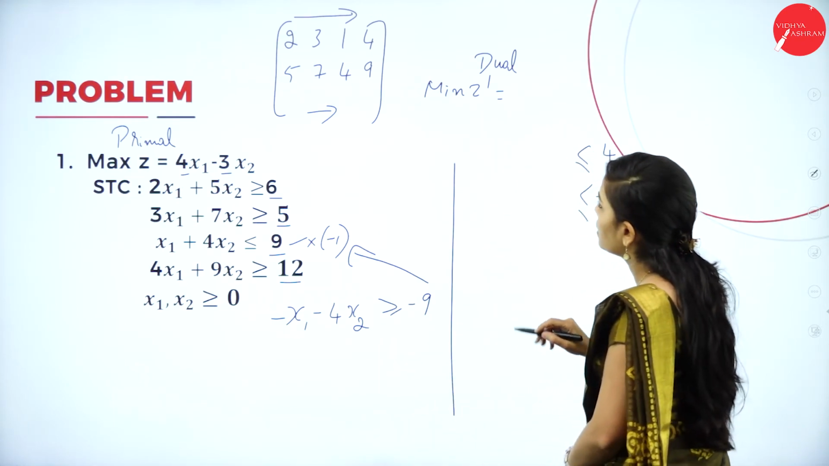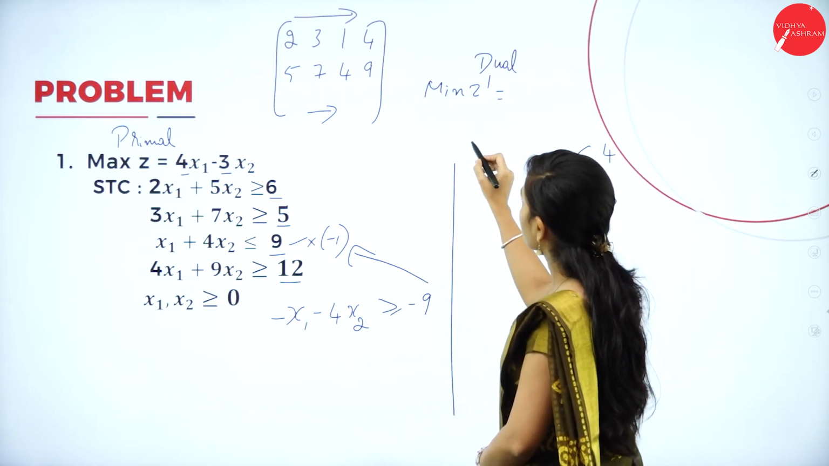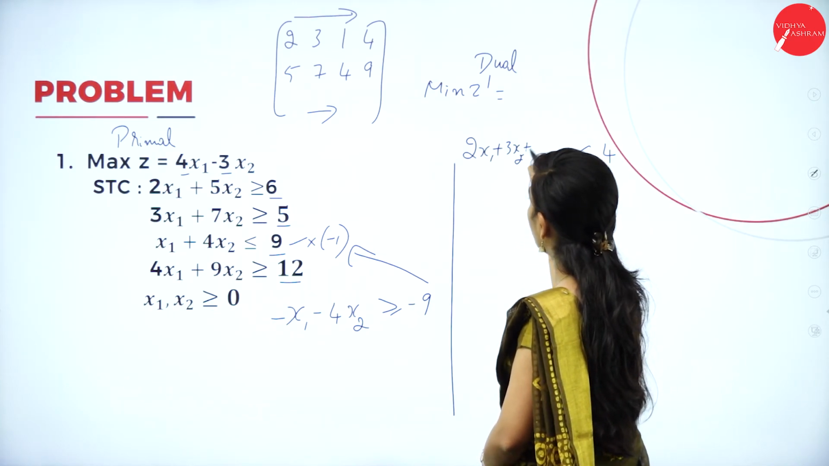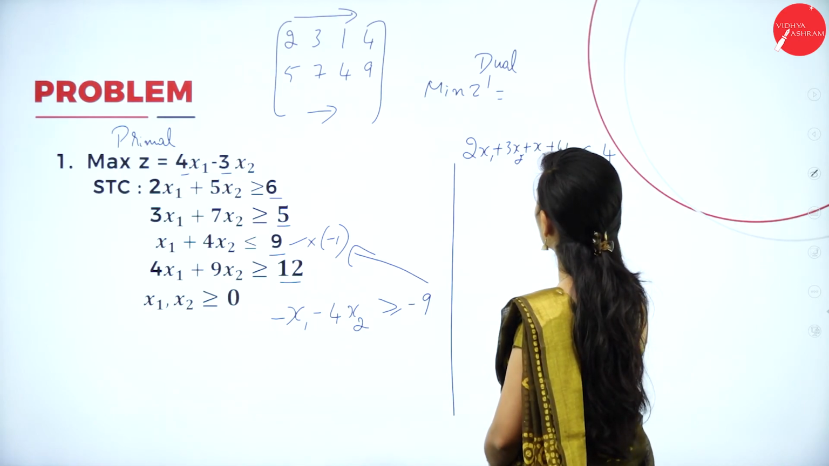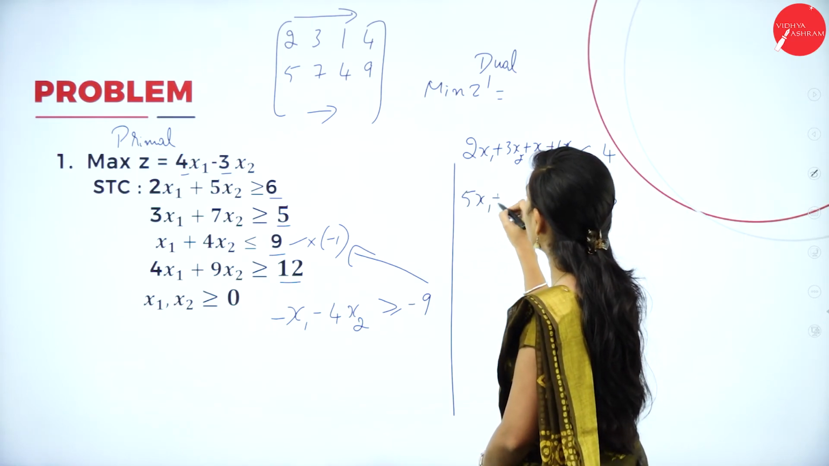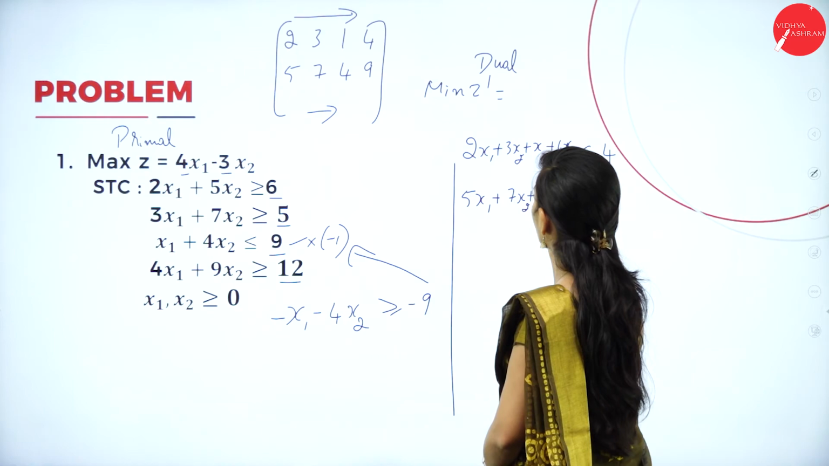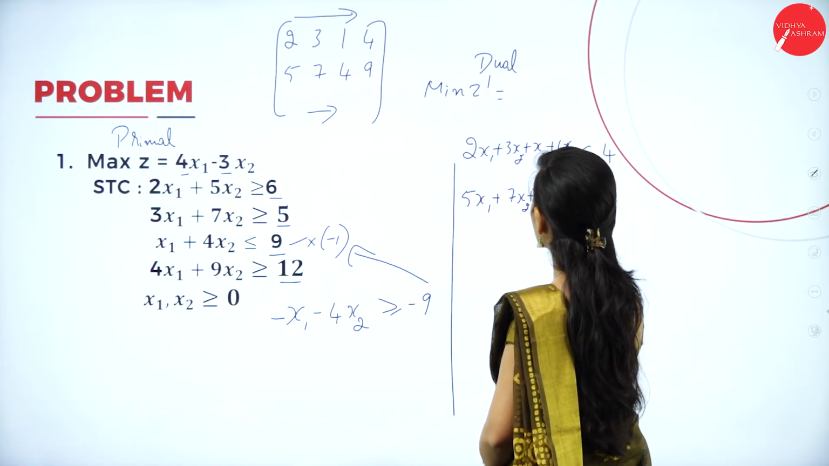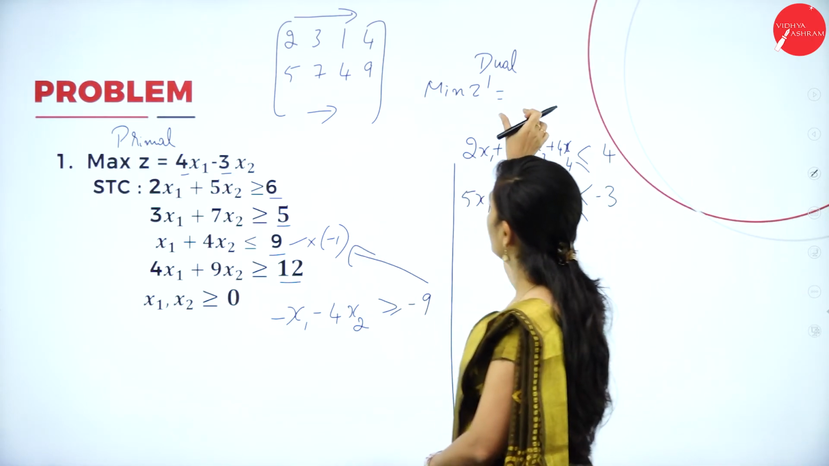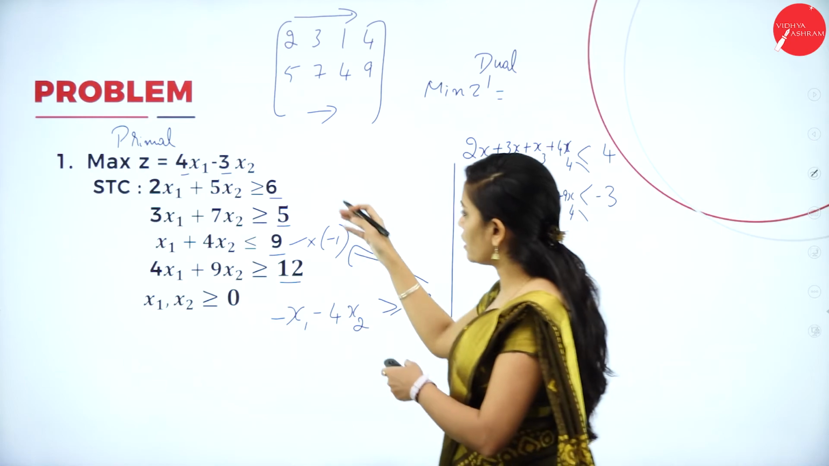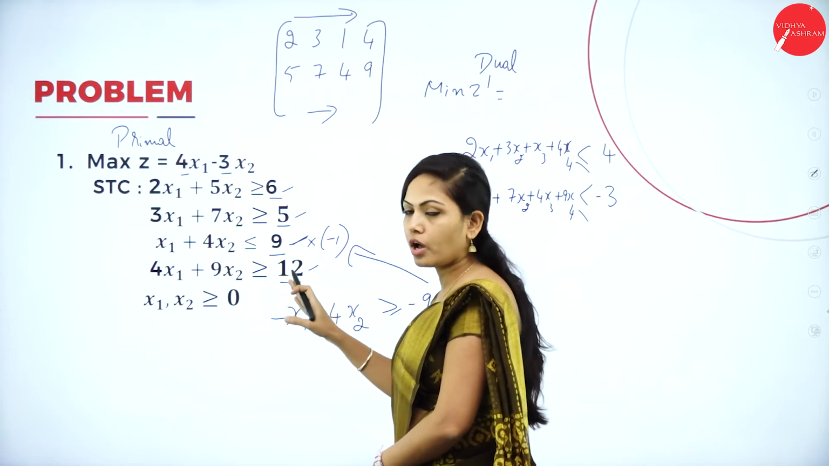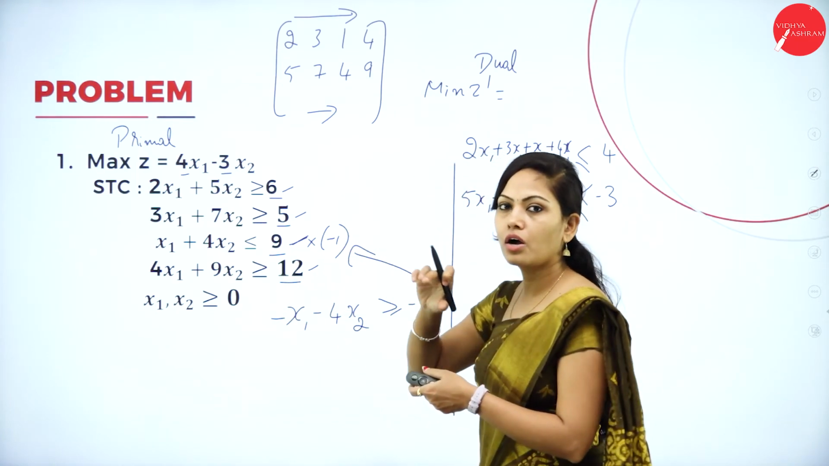Now you can find the constraint values. It is 2x1 plus 3x2 plus x3 plus 4x4 and 5x1 plus 7x2 plus 4x3 plus 9x4. And still we have to write the objective function. So just observe this RHS value 6, 5, 9, 12. This is in column form, so I'll write it row wise.